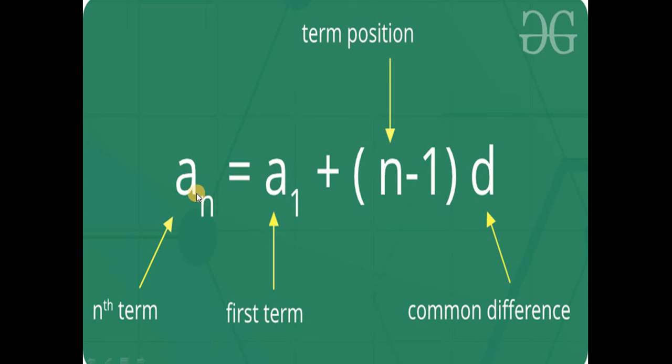Here you can again say an is the nth term that we have to calculate. Now it is given term position 19, 15, 20 position. And a1 is the first term and d is the common difference.